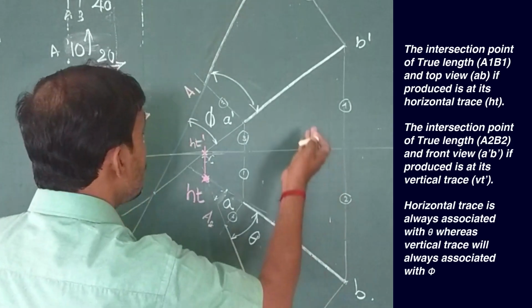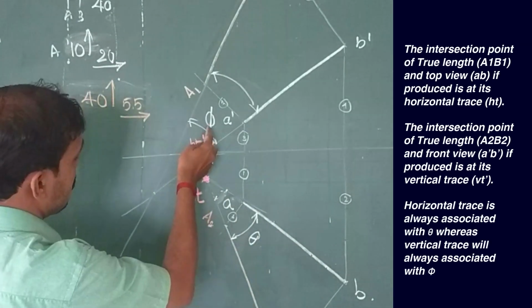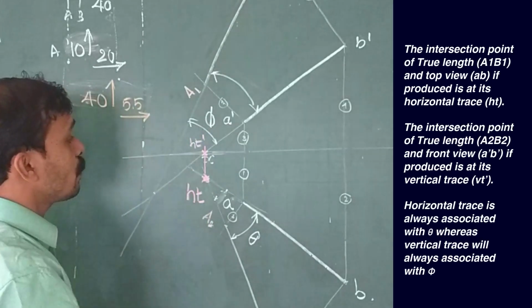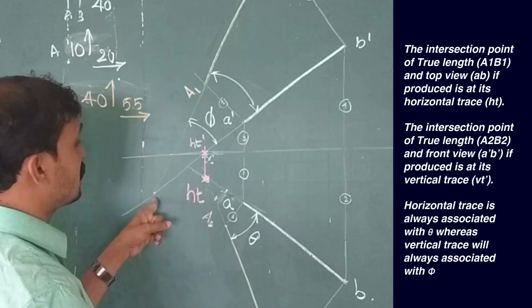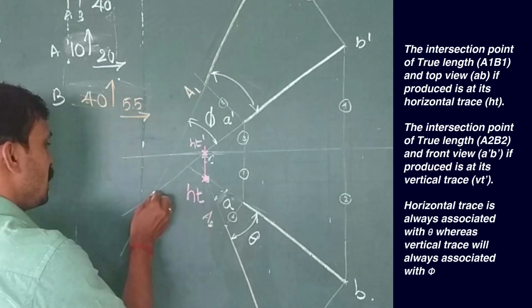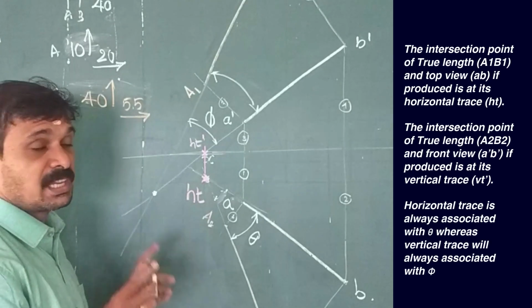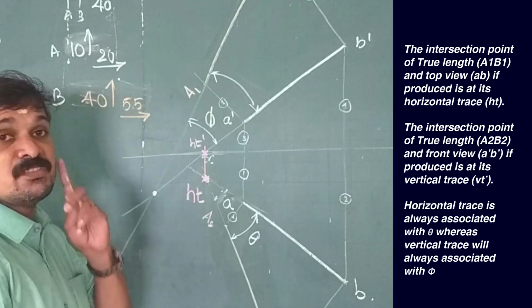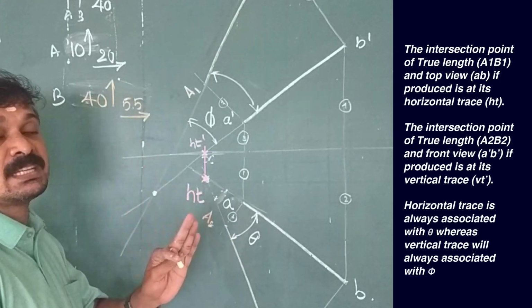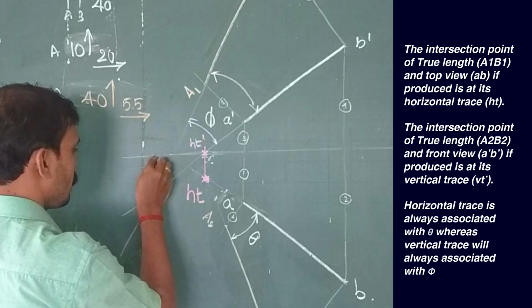Similarly, we know that vertical trace is always associated with phi. See, this is our phi. So the intersection point is here. This is the intersection point, which means this point will be our vertical trace. So the vertical trace also will have two components, one is vt and another one is vt dash. Vt will always be on the XY line and vt dash will be above or below. So draw a vertical line.